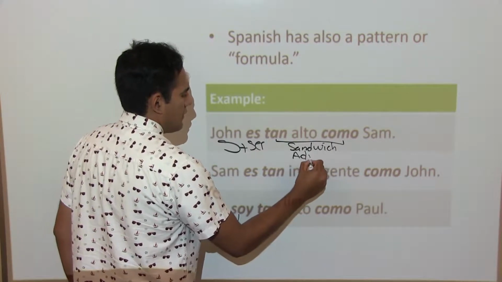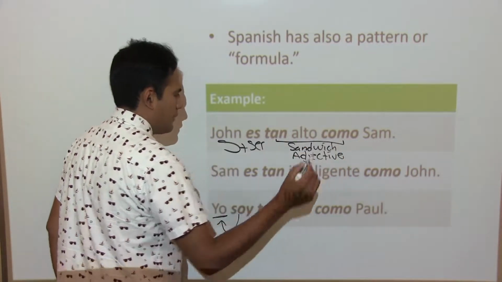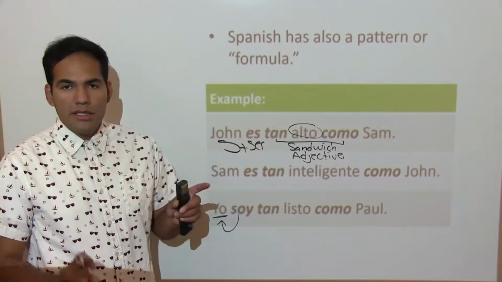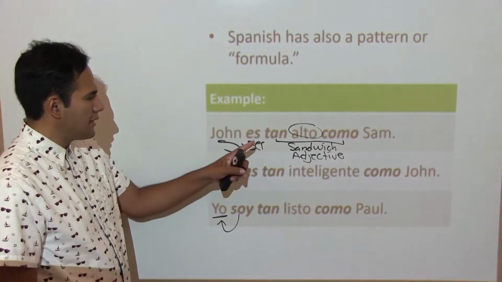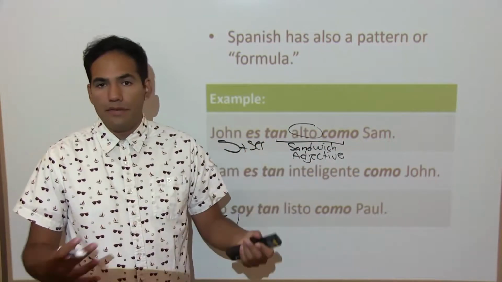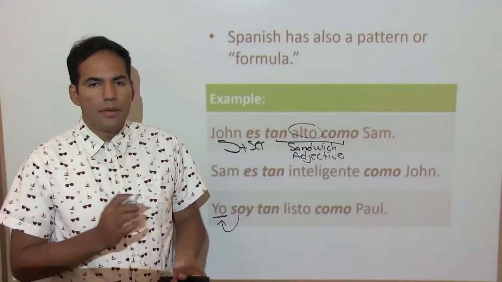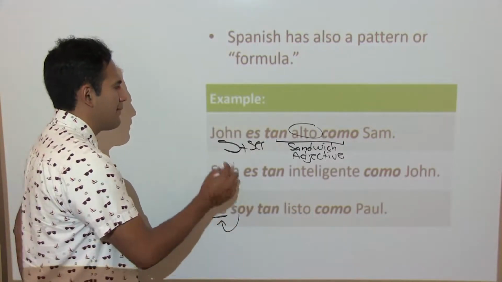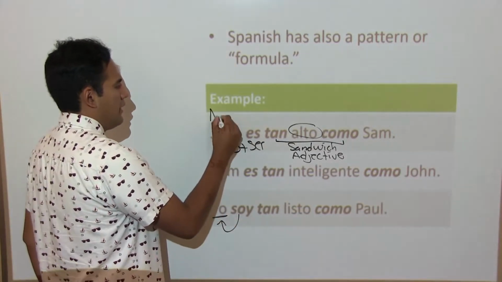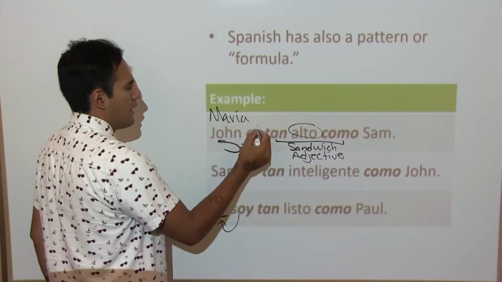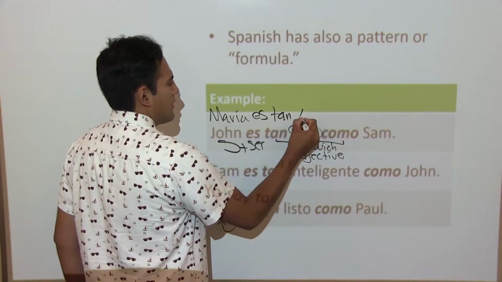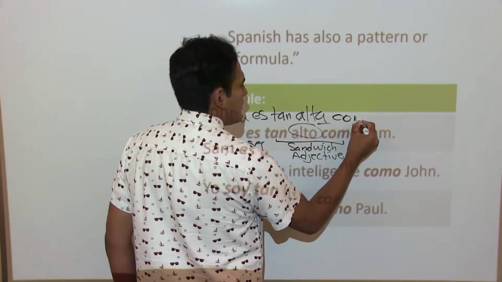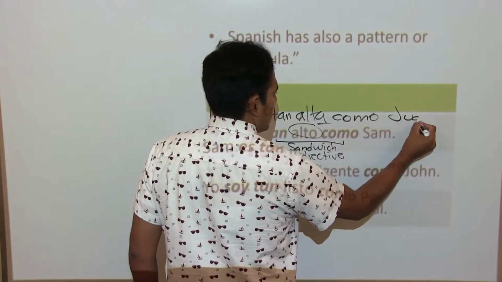Here is where we have our sandwich with our adjective in the middle. Okay? So here we have our adjective. And what I want you to notice is if our subjects and our nouns were feminine, we would have to change the adjective to the feminine form. For example, if instead of John we have Maria es tan, and then we're going to change this, alta como Juana.